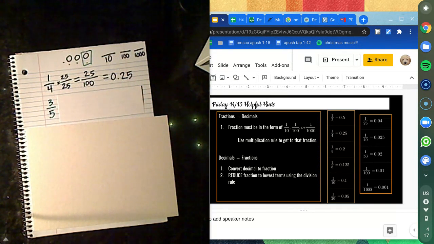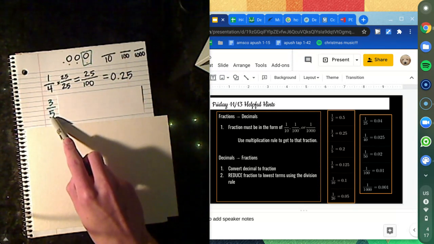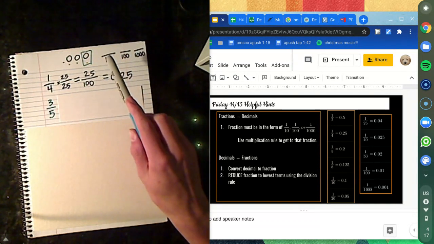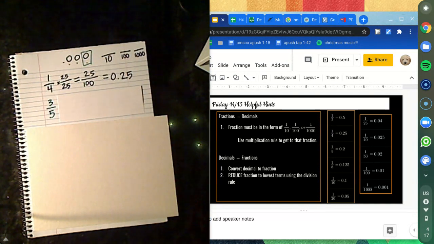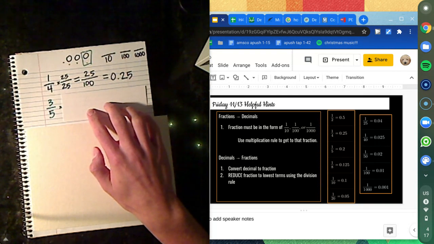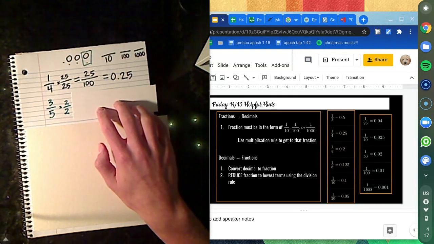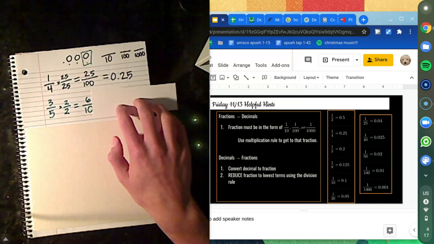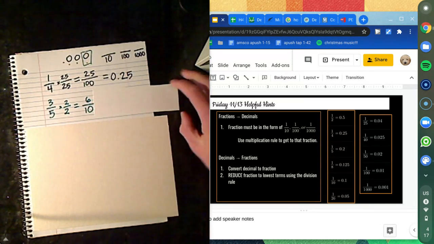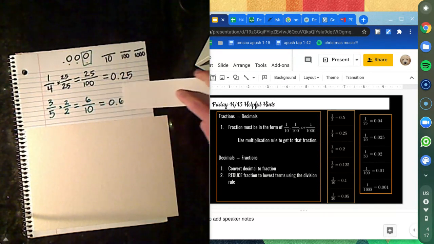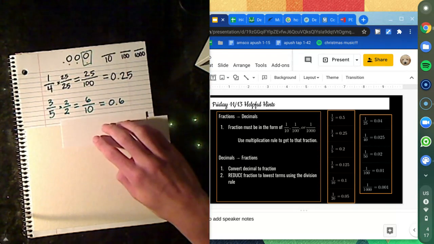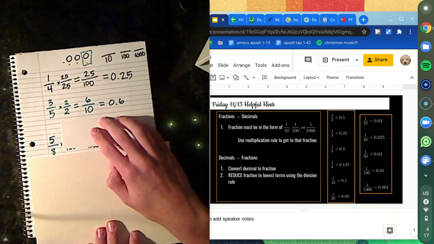Next one, 3/5. This one might be a new fraction, but this is actually easier than fourths because when we have a denominator of fifths, we can convert the fifths to tenths, right? By multiplying by 2 halves, which is 1. Okay, so multiply that out. You get 6/10. Convert it, you get 0.6. All right, one last fraction to decimal.